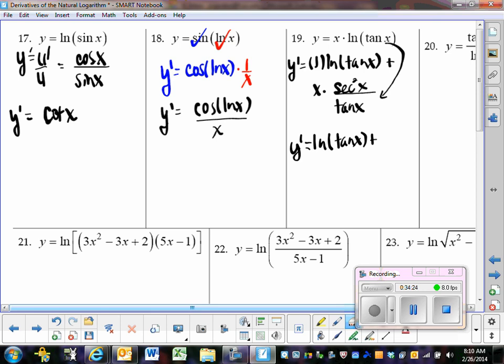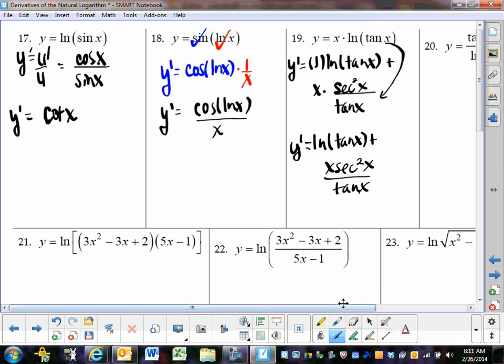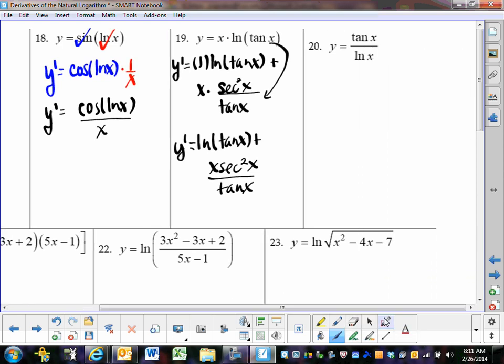Okay, so the derivative of natural log of sine x, the derivative of y equals natural log of sine x, uses the u prime over u format. So the sine x goes onto the bottom.